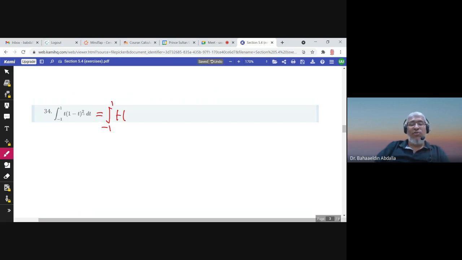So first, when you expand this, the square of 1 is 1, minus 2 times 1 times t, 2t, plus t square. And now I will multiply by t. So t times 1 is t, minus 2t square plus t to the power 3. You have to do it like this. You cannot distribute the integral if there is a product.